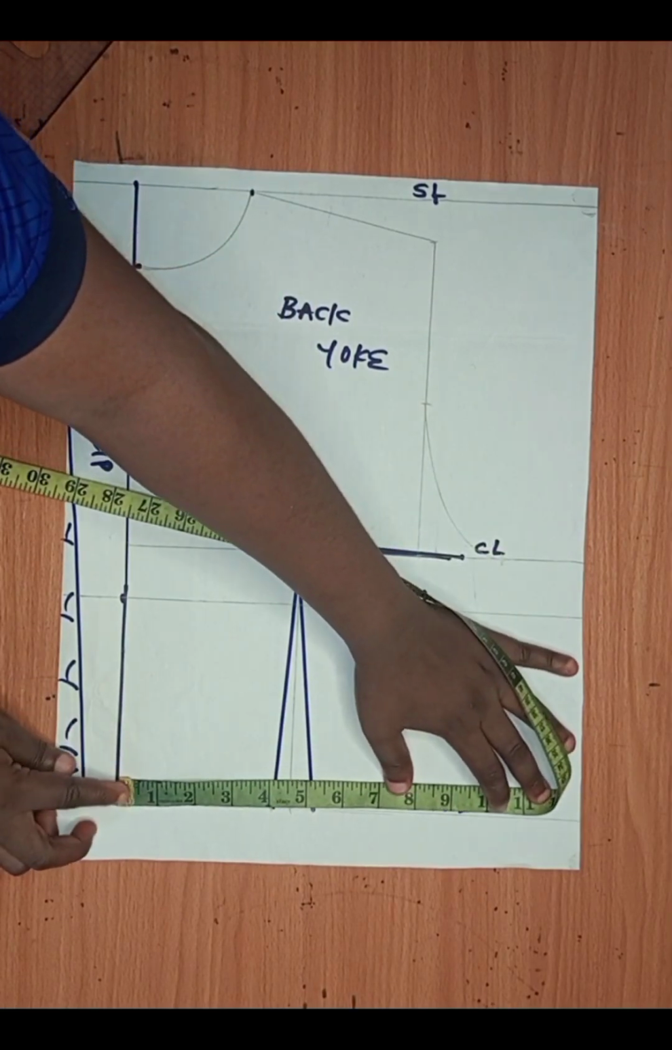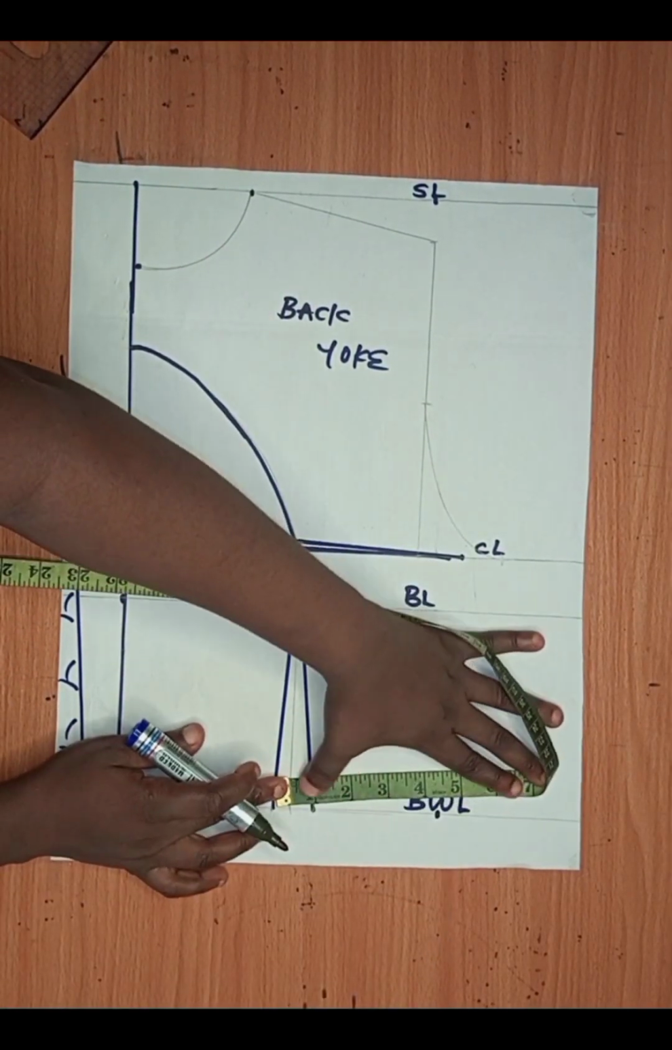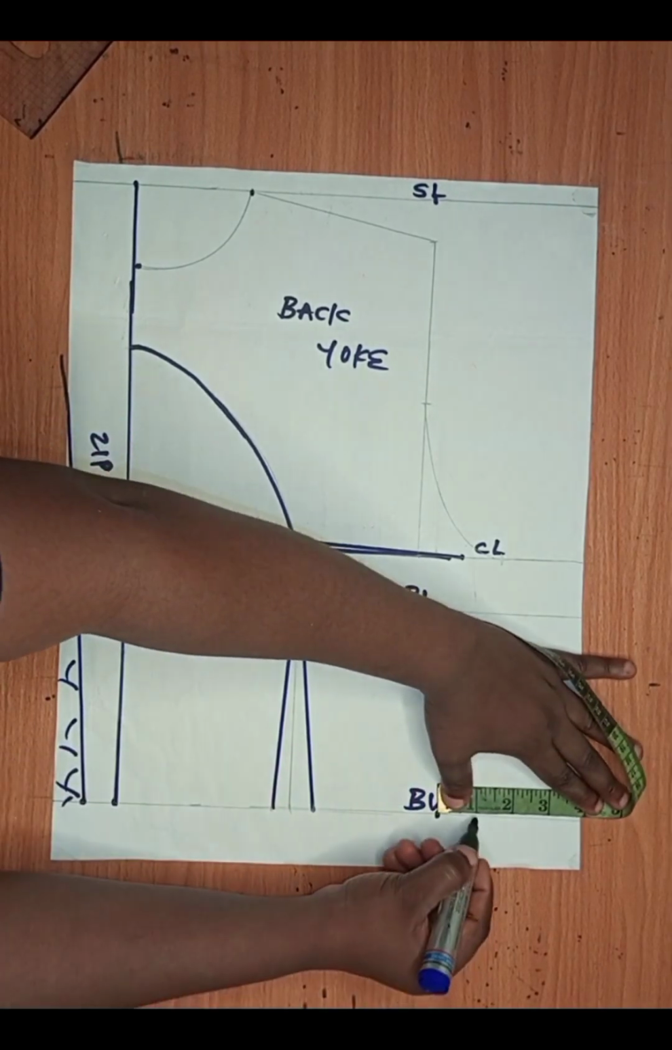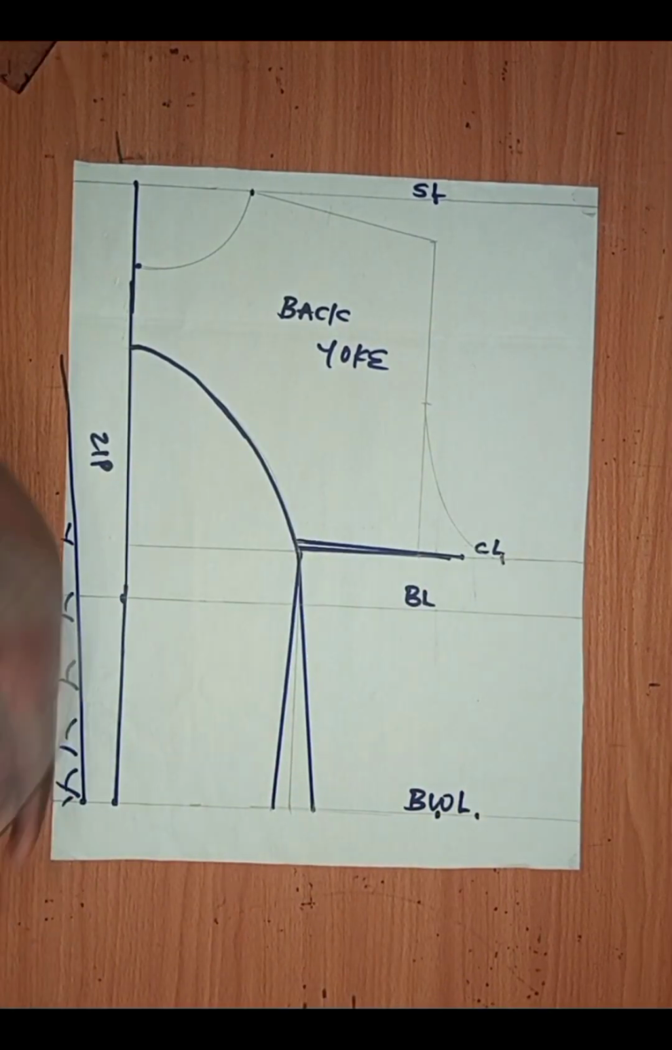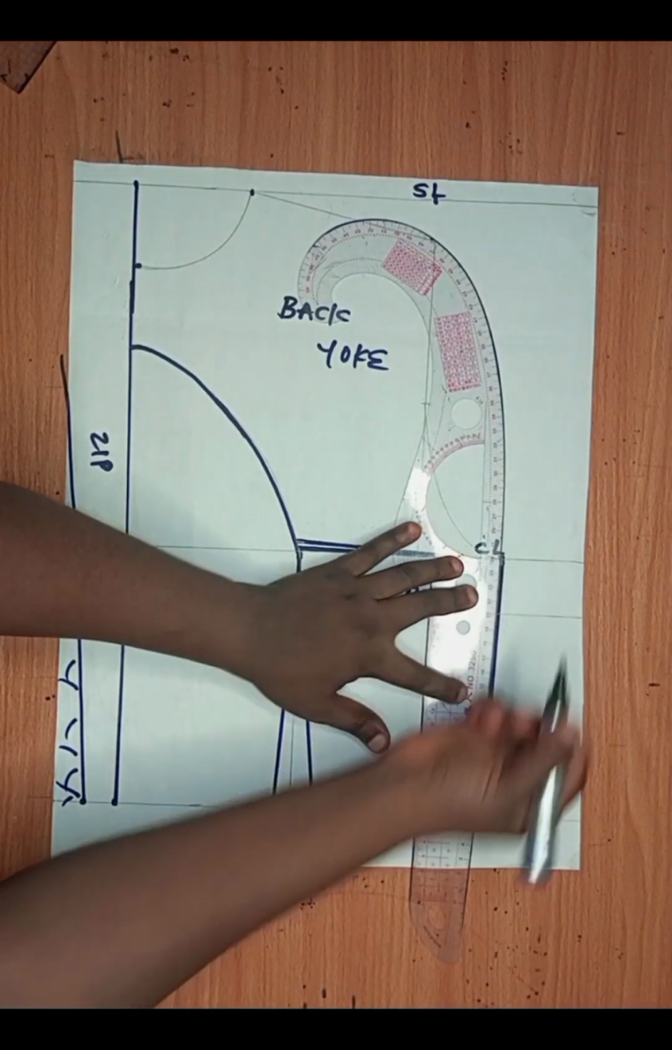So already mark my bust measurement on my chest line. I'll take my waist measurement divided by 4. I'll mark the point there on my back waistline, and then I'll replace the dart intake of 1 inch. Now I will go ahead to connect the point like so.